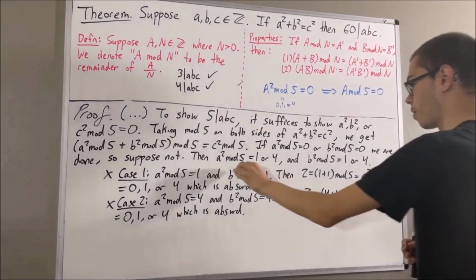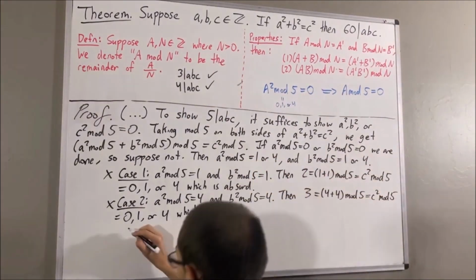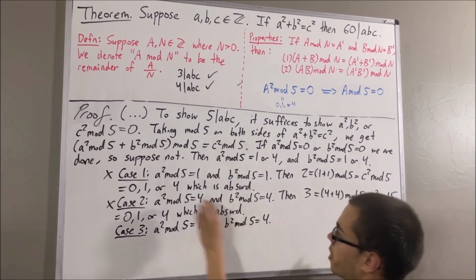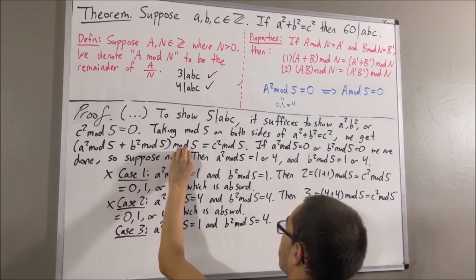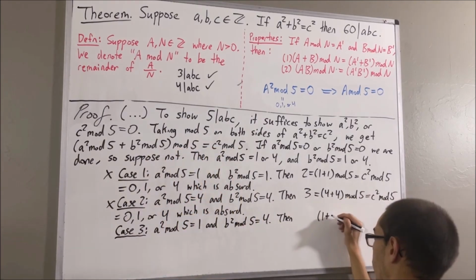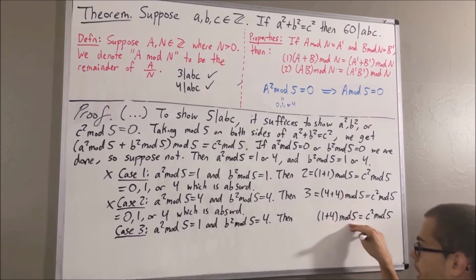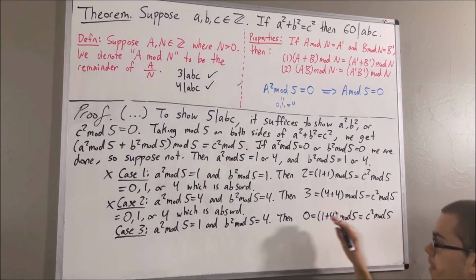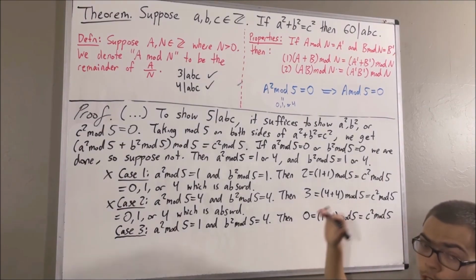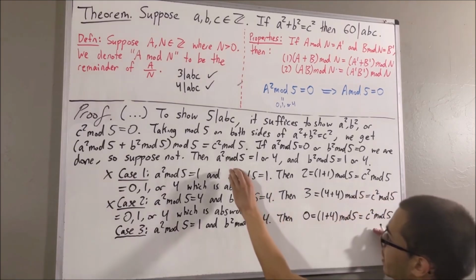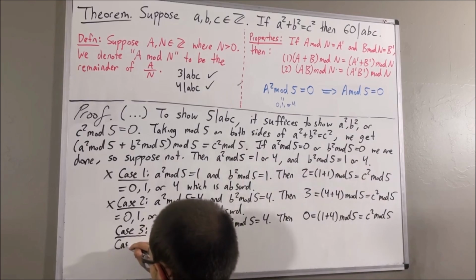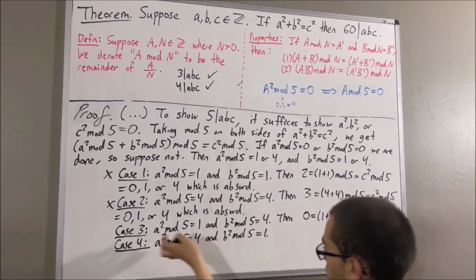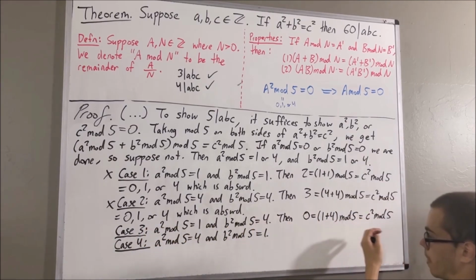Now, let's consider the case where this one is equal to 1 and this one is equal to 4. If we plug this into our equation, we get 1 plus 4 mod 5 equals c squared mod 5. But the left-hand side is just 5 mod 5, and that's equal to 0. So we've shown that c squared mod 5 is equal to 0. Now let's move on to our next case, where this one is equal to 4 and this one is equal to 1. It turns out this case is similar to case 3. We're going to see that c squared mod 5 is equal to 0.